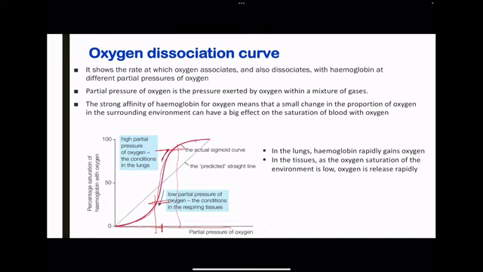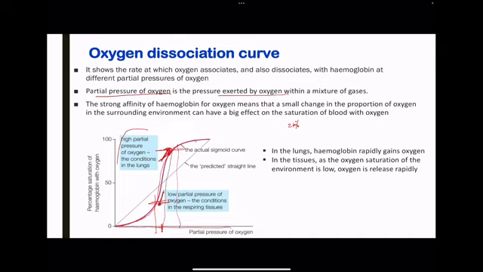So this arrow here is for this part here, a high partial pressure of oxygen. These are going to be the conditions in the lungs, meaning there is going to be association of oxygen towards the hemoglobin molecules. And at low partial pressures of oxygen, this is within the tissues, we see there is going to be dissociation or loss of oxygen from the hemoglobin molecules into the tissues nearby. So the partial pressure of oxygen is the pressure exerted by oxygen within a mixture of gases. And the strong affinity of hemoglobin for oxygen means that a small change in the proportion of oxygen in the surrounding environment can have a big effect on the saturation of blood with oxygen.